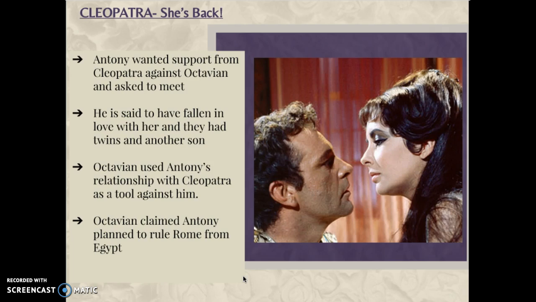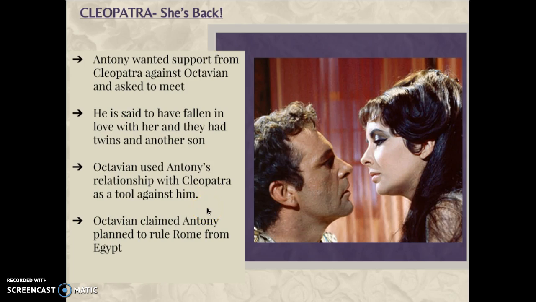Okay, so Antony then decides he wants support against Octavian, and they meet, and I guess she's a powerful woman, and he falls in love with her, and they have children together. And so this is what Octavian will use to sway public opinion against Antony, because again, heaven forbid a powerful woman gets in to play here, plus she's a foreigner, right? So she's from Egypt, and so that's a way for them to say, oh, she's corrupting him, etc.